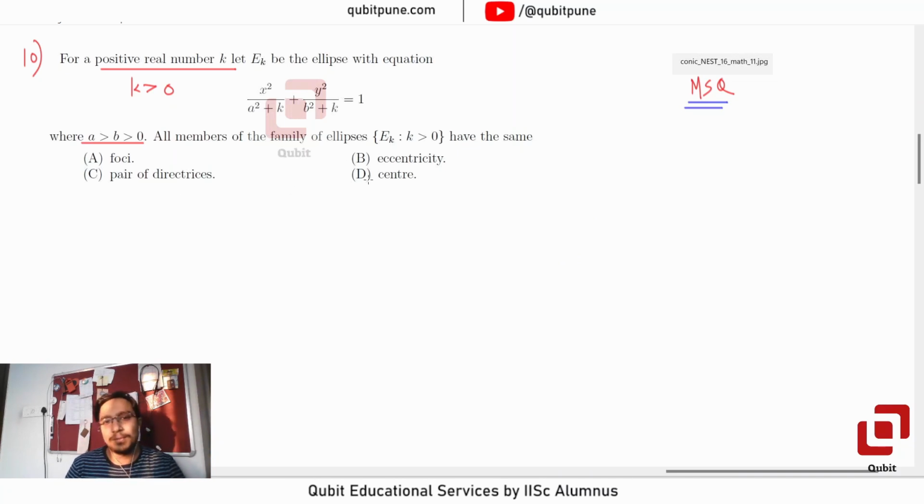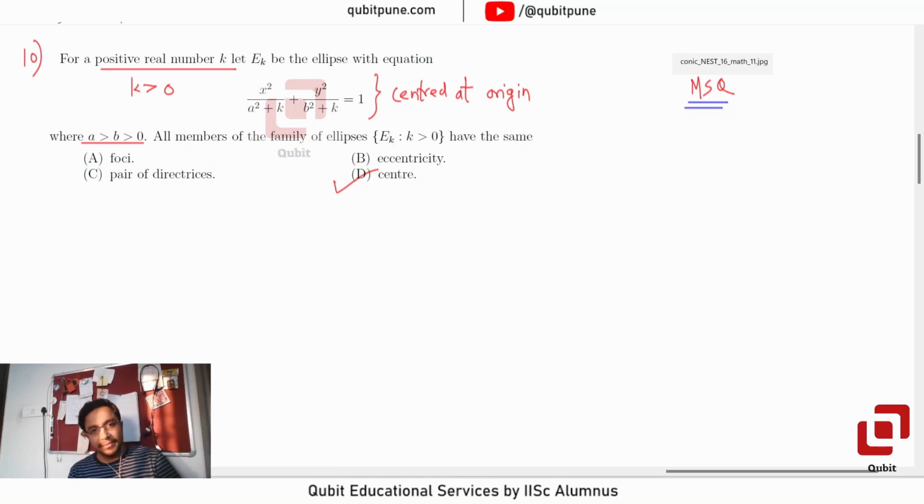Now this was a multiple select question, so we had to decide individually for all 4 options. Although MSQs will not be there for this year, I thought of including this in our practice MCQs. Look, can I say that no matter what value of k you take, all of these ellipses will be centered at origin, right? Because that is in the standard form. So option D becomes true even without solving the problem. Just by merely looking at the equation, you arrive at the conclusion that the centers of all the ellipses should be same.